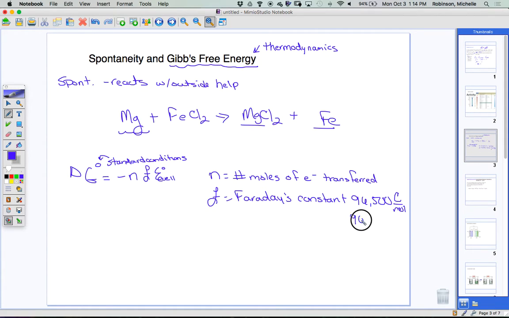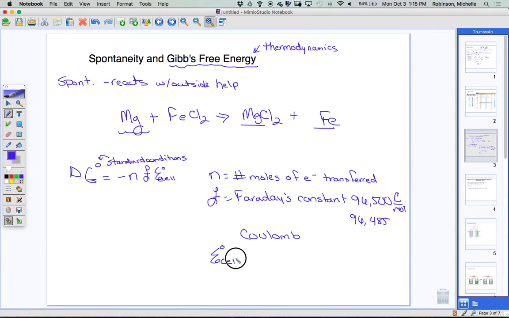I think your book uses 96,485 maybe. Yeah, 485. Whatever. It's a coulomb. It's a unit of charge. That's what I use. You're welcome to be more specific if you'd like, but 96,500 is what I usually remember. So that's what I use.